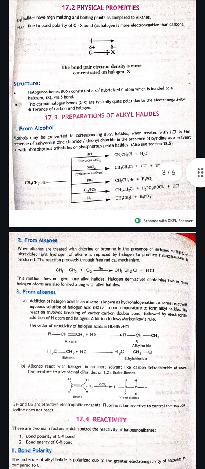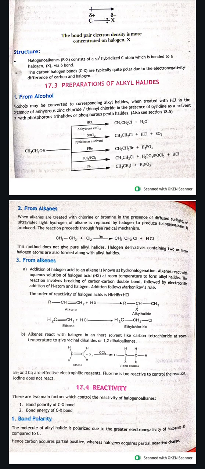Preparation of alkyl halide. First method is from alcohols. So we can use different reagents like HCl with anhydrous zinc chloride, or SOCl2, thionyl chloride, with pyridine as a solvent, PBr3, PCl3 or PCl5 and PI3. So the products will be different. What will happen here in the case of HCl? The hydroxyl bond will be broken and it will get replaced with chlorine.